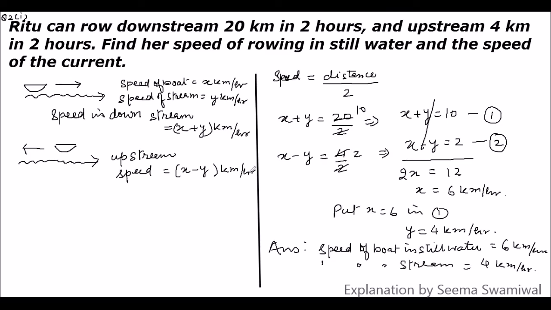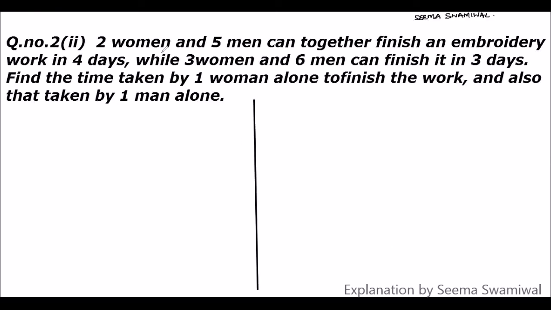So, learning this concept that the speed of the boat in downstream is always supportive, x plus y, and in upstream, it is not supportive. Therefore, the speed will reduce and the resultant speed is x minus y kilometers per hour. This is the key point to solve such questions. Let's do one more question. This question is related to work and time.